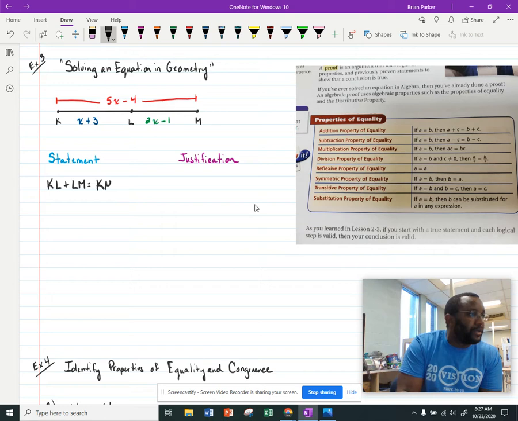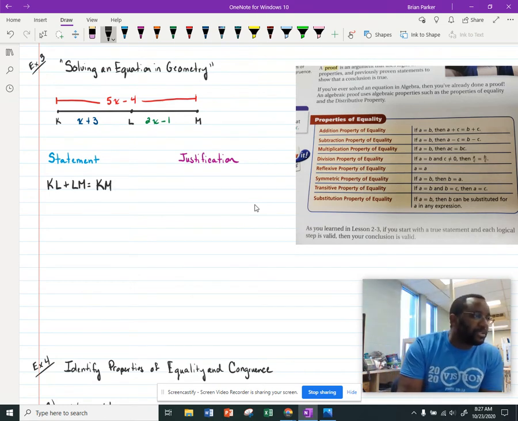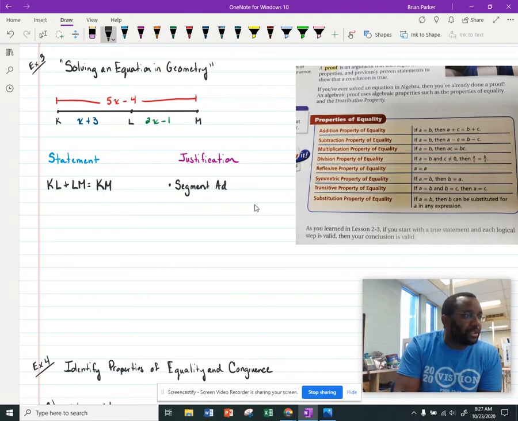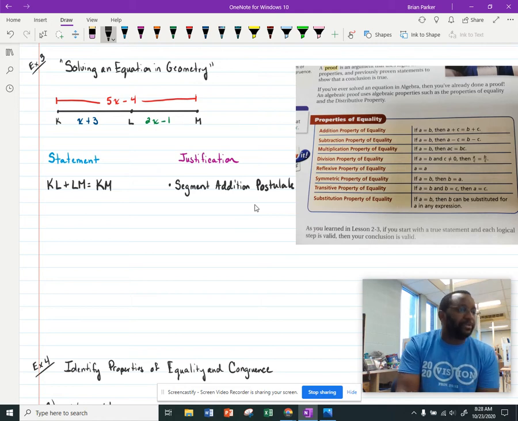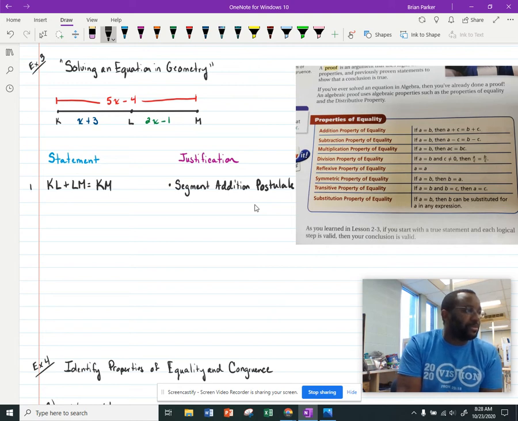You may say, well, how on earth do we know that? Well, there's something that you guys did before called the segment addition postulate. I told you the name before, but you never really had to care about the name, just what to do. Well, now you got to care about the name. So that's what it's called, the segment addition postulate. Once you do the segment addition postulate, let's plug things in.